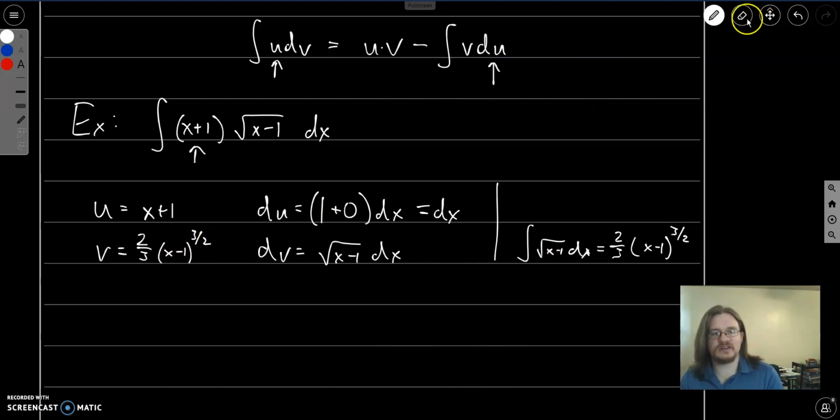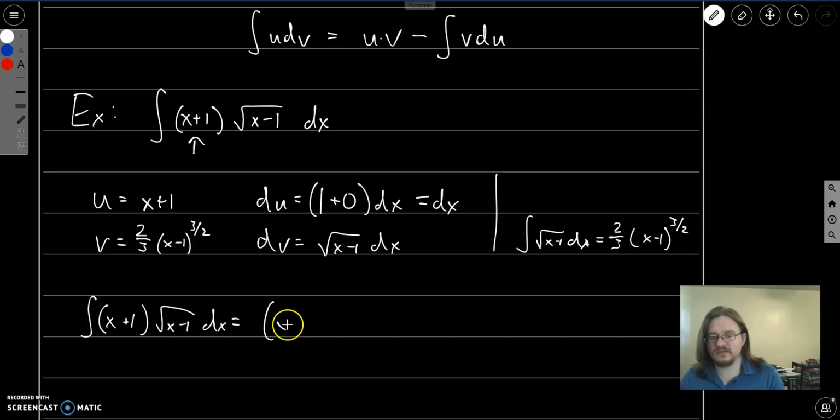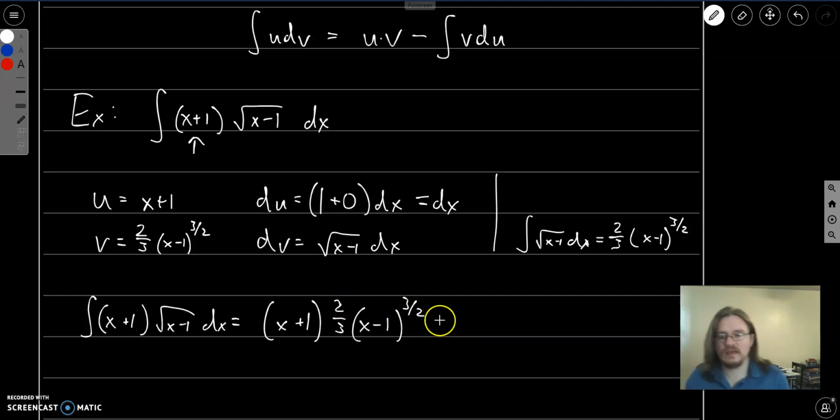And now it's just sort of plug and chug, and we will watch as everything cleans up. So the integral of x plus 1, or I should say the antiderivative of x plus 1 times the square root of x minus 1 dx is going to be u times v minus the integral of v du, which is just dx.